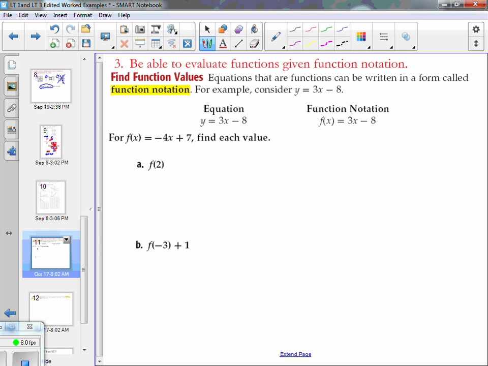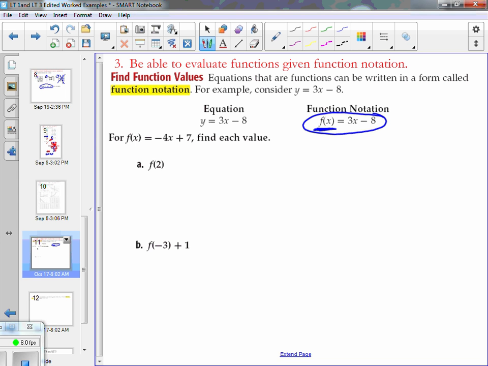When we write f of x, that's the way you read that, f of x. It is not f times x. F of x. It's telling you two things. It's telling you that the name of the function is f and that the variable of the function is x. F of x means function of x. Okay? So, they're telling you it's a function. You don't have to guess. They're telling you it's a function.